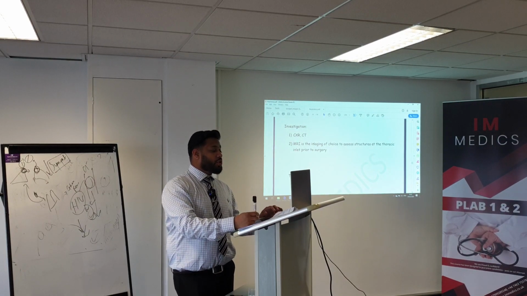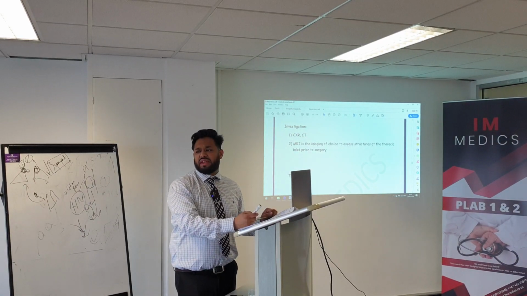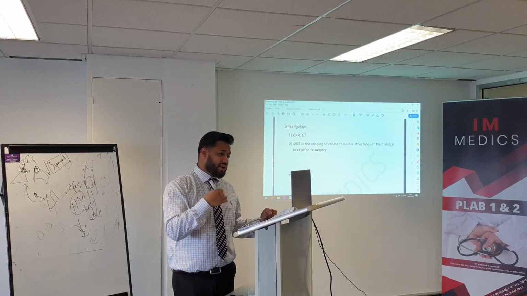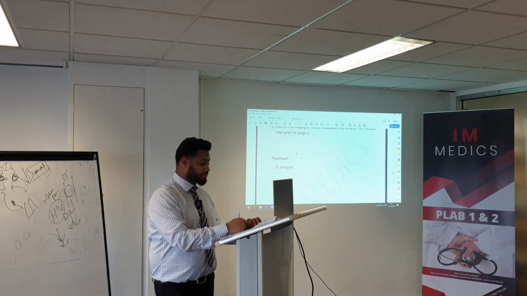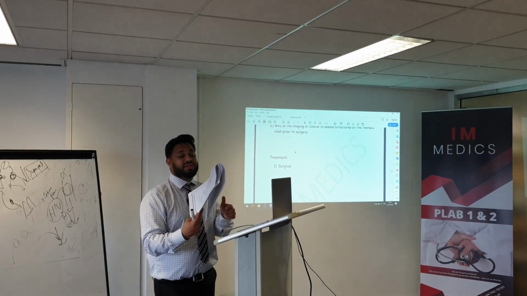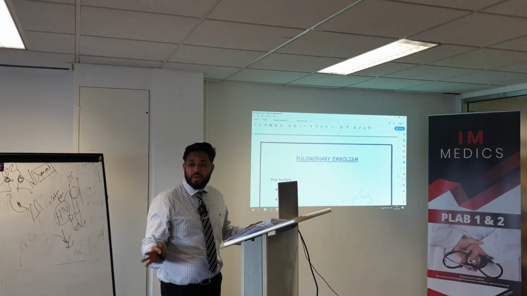MRI is the imaging of choice to assess the structure. Obviously, the first thing you will think of is the X-ray and then CT, and then for more of the best one is MRI. Surgical is the treatment because we need to get rid of it. And that's the end of all the tumors and cancers done.